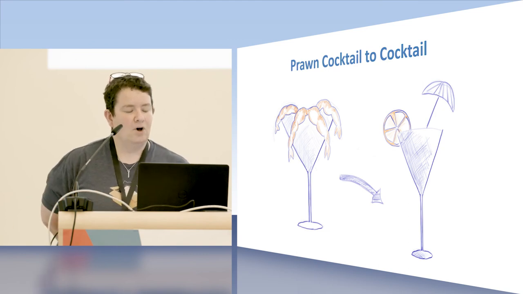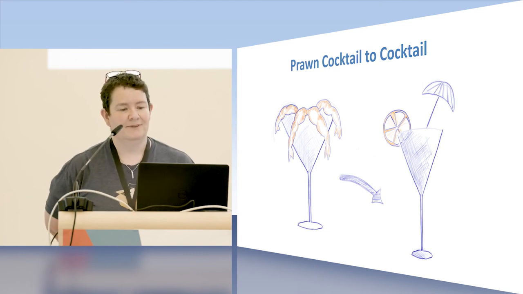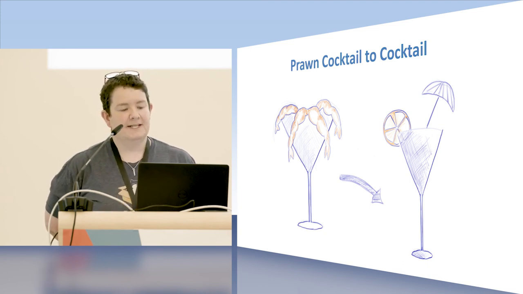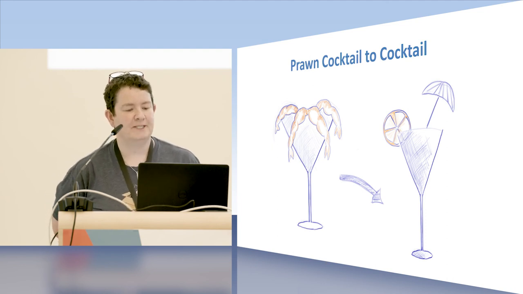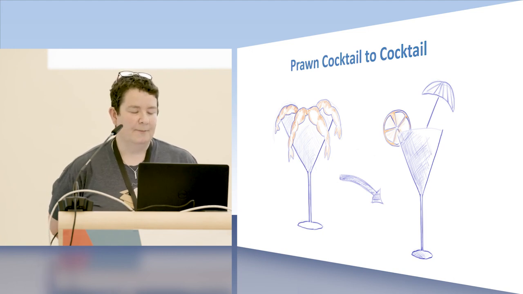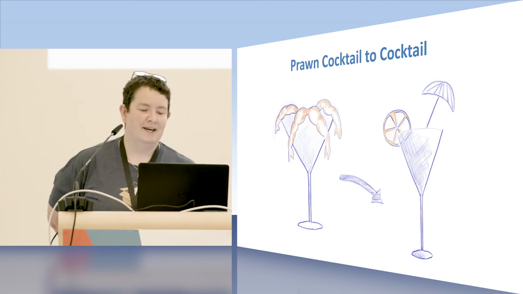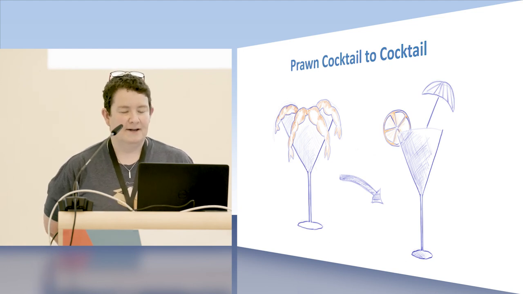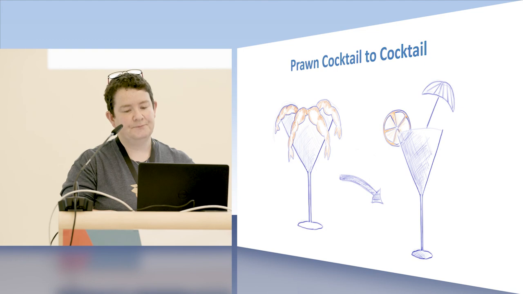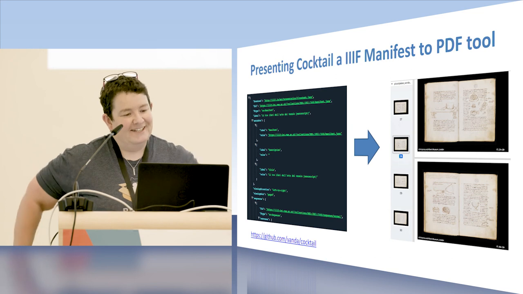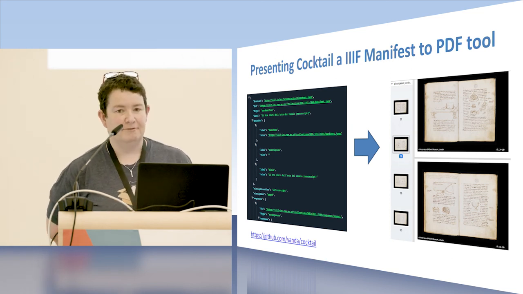In honor of the Prawn PDF gem, I initially called the tool Prawn Cocktail, but I was advised that it's not best practice to lock yourself into one of your dependencies in your naming. After all, if I ever get to coding superstar status, I might create my own PDF generation tool to rival Prawn. So instead, I present you with a slightly more simple cocktail. We have now released Cocktail, a IIIF manifest PDF tool.